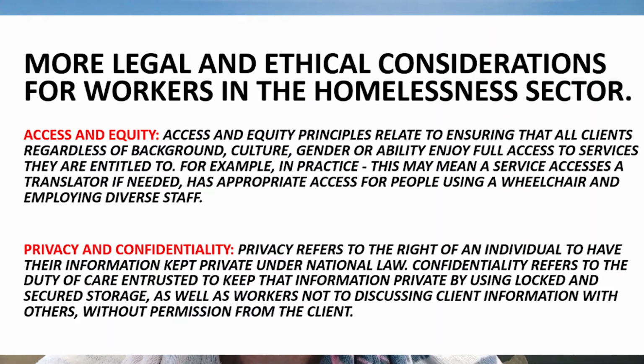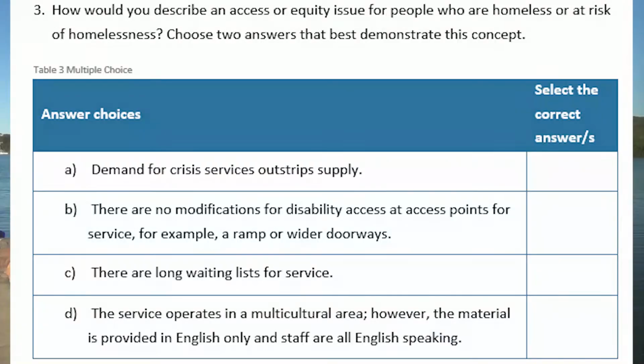So let's have a look. There's 2 answers here. So how would you describe an access and equity issue? Demand for crisis services outstrips supply. Well, that's true, I don't know if that's going to fit into access and equity. There are no notifications for disability access at access points for service, for example, a ramp or wider doorway. So there we go, that one is it. One of them. The long waiting list for services. So that's true, and that impacts everyone. So we're thinking more about that diversity in this question.